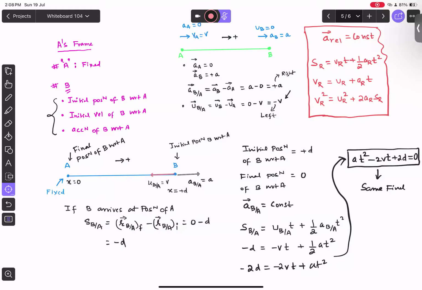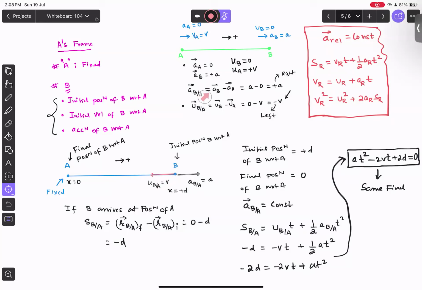So what I have to do is find the initial velocity of B with respect to A. For that, I take U_B minus U_A, and I have decided on a sign convention, this side positive. The initial velocity of B is 0, and the velocity of A is always plus V. So we got the initial velocity of B with respect to A as minus V. Minus tells us that the initial velocity of B with respect to A will be in the leftward direction. So I gave it leftward velocity V.